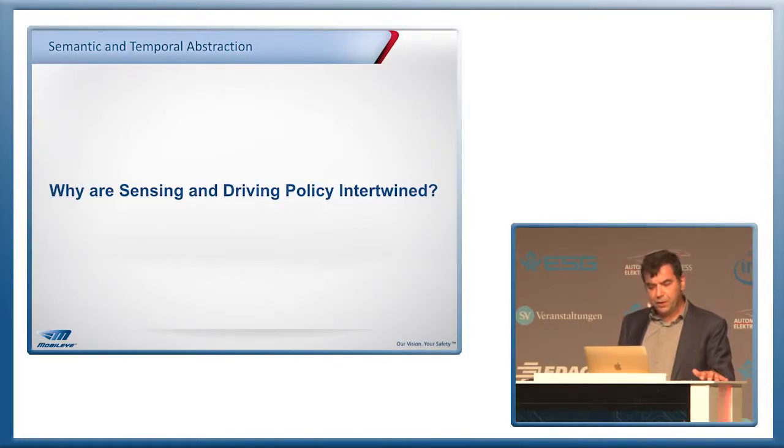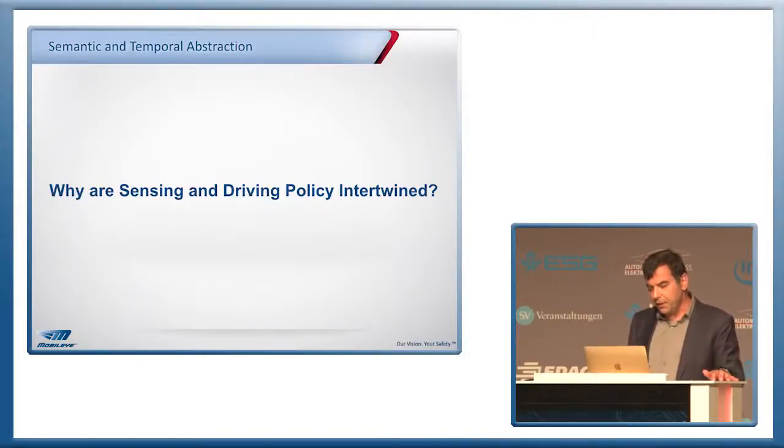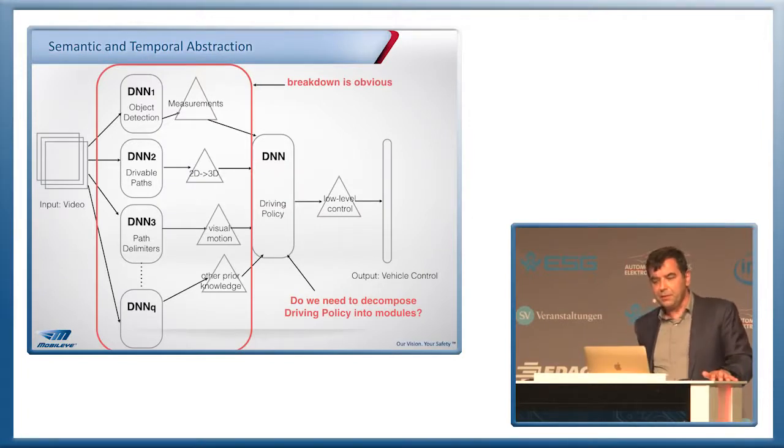Okay, now the point is, why are sensing and driving policy really coupled together? Why not have sensing, company A, driving policy, company B? Have an expert do the sensing, have another expert do the control. Why are they coupled together? They're coupled together because of what is known as abstraction.